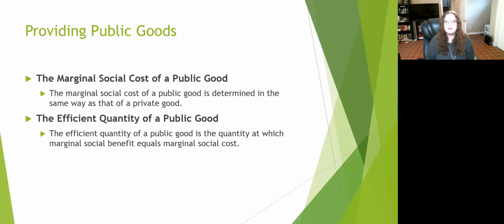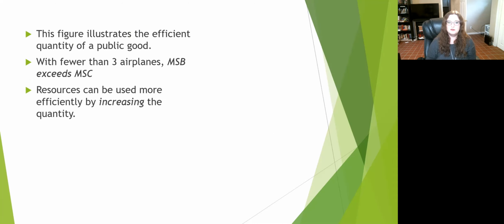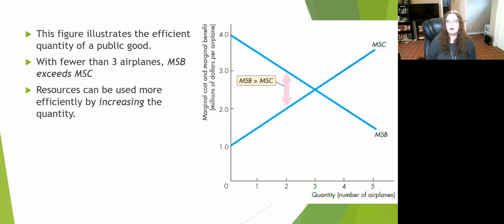So it's determined about the same way, right? The efficient quantity of a public good is going to be where this marginal social benefit equals our marginal social cost. So remember, the efficient quantity of a private good, that's where my benefit equals my cost. For a public good, it's where society's benefit equals society's cost. Oops. All right, so let's think about what that means, right?